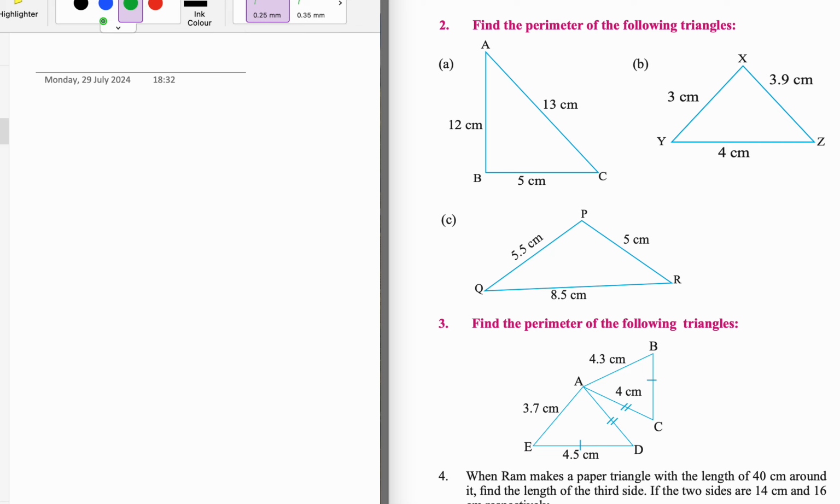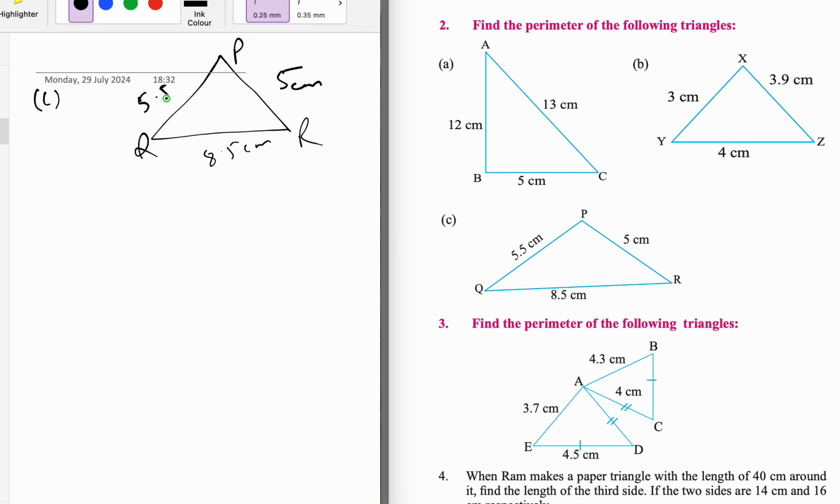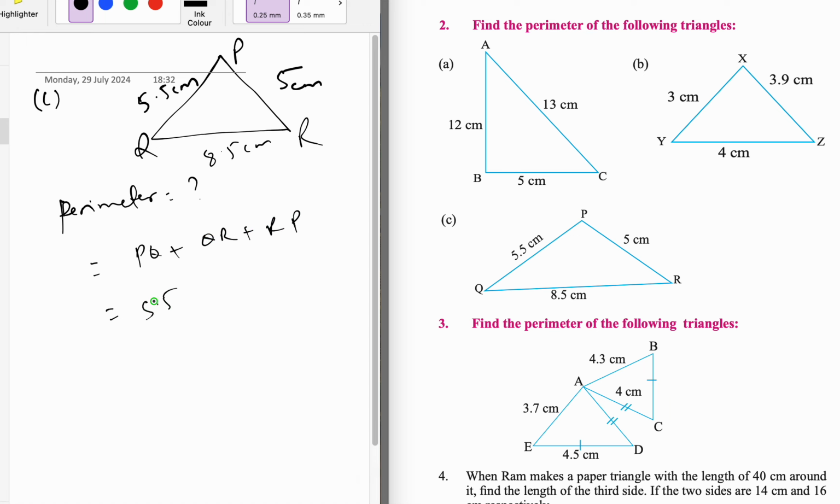Now the next question is C number. We have a triangle like this, PQR. This is 5 centimeter, this is 8.5 centimeter, this is 5.5 centimeter. We need to find the perimeter. Perimeter is equal to PQ plus QR plus RP, 5.5 plus 8.5 plus 5.